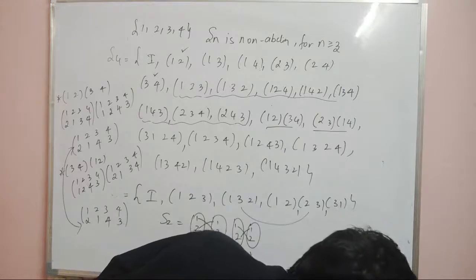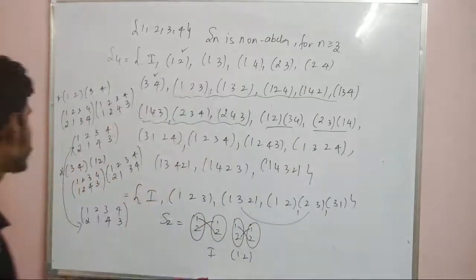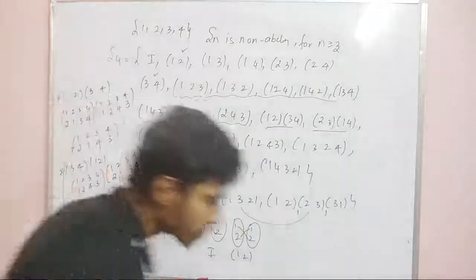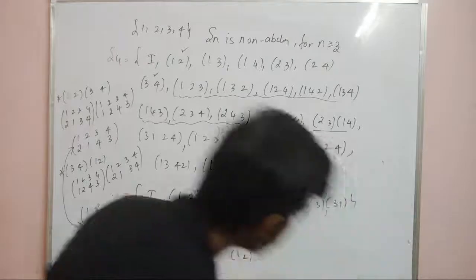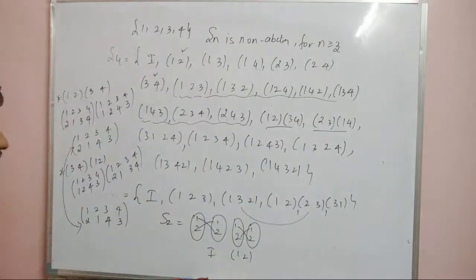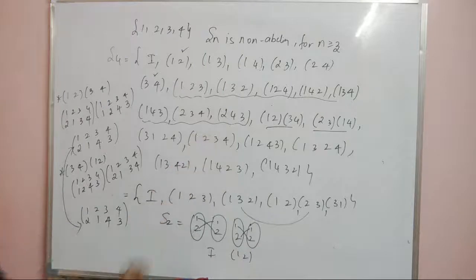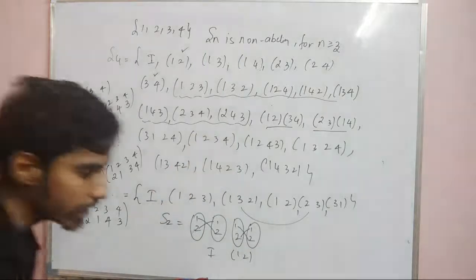Now we are going to do the third result. Every permutation can be expressed as a product of disjoint cycles. That is what I have expressed, right? So every permutation can be expressed as a product of disjoint cycles.